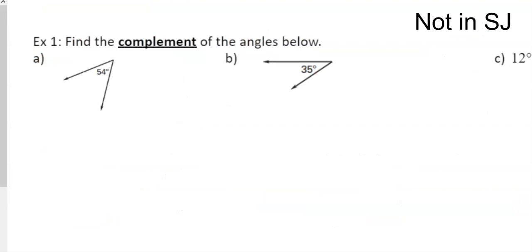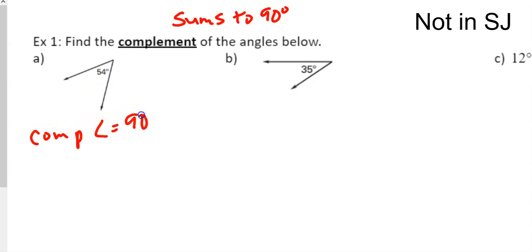Okay, so let's take a look at this, and these are not in your student journal. Find the complement of the angles below. If I have 54 degrees here, to find the complement, which means sums to 90 degrees, the complement would be 90 degrees minus 54. So in that case, we would get 36.